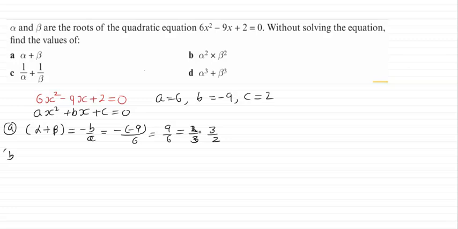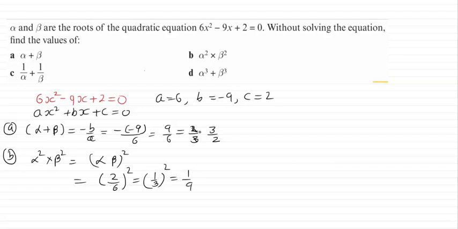Now, the b part, here it is alpha square times beta square. So can we write it like this: (alpha beta) square, right? Alpha times beta is c over a, and what is c? 2. a is 6. So 2 over 6 means 1 over 3. 1 over 3 square means what? 1 over 9. Is that okay?